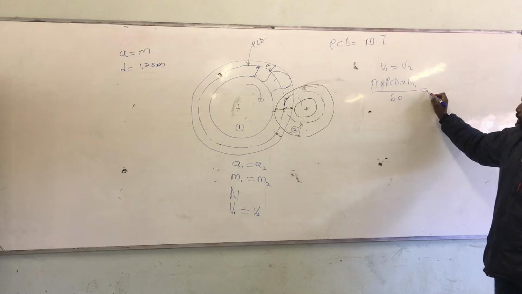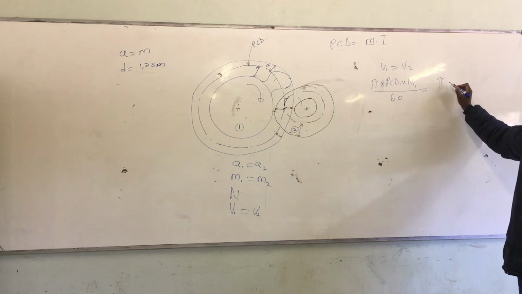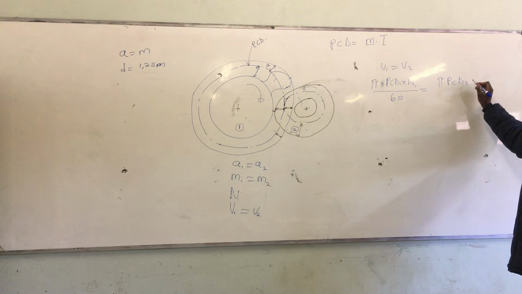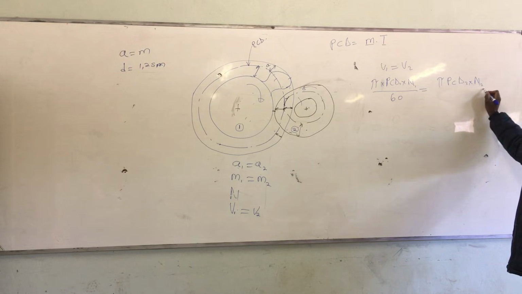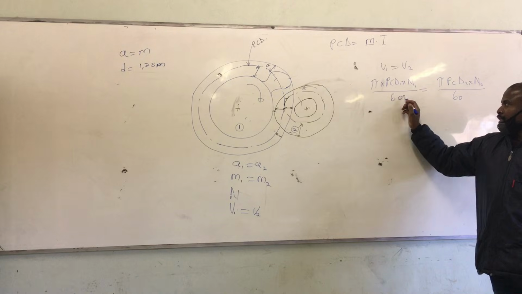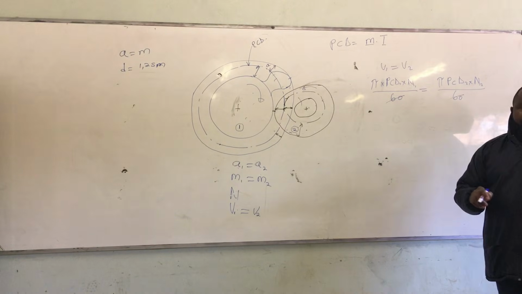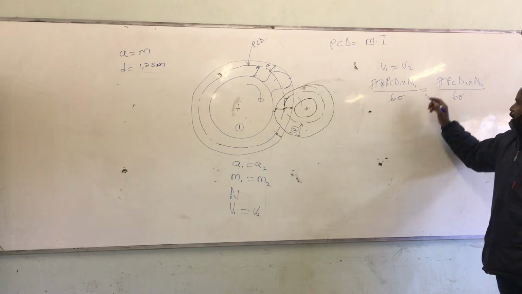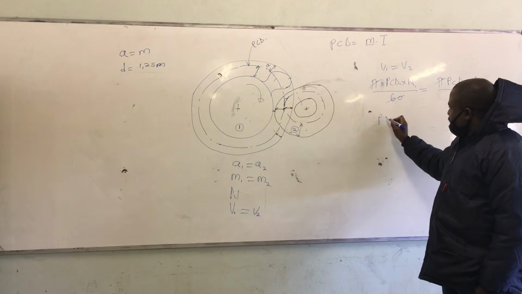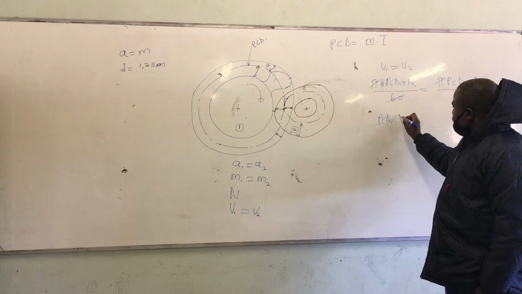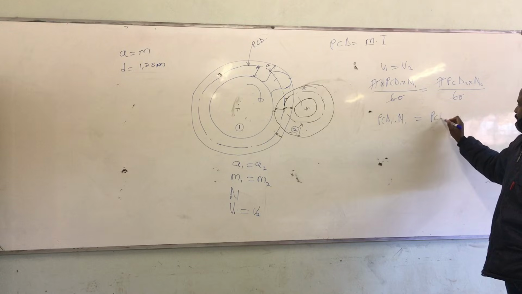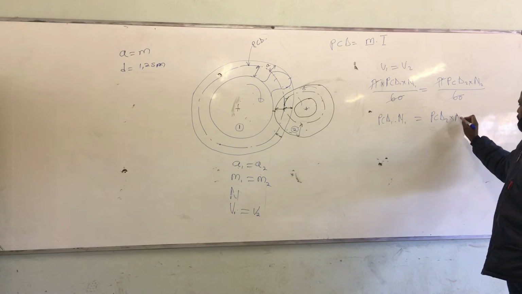60 is equal to pi PCD2 times n2 over 60. Mathematically, 60 and 60 cancel out. Ne? Pi and pi cancel out. So meaning we have PCD1 times n1, which is the same as PCD2 times n2.